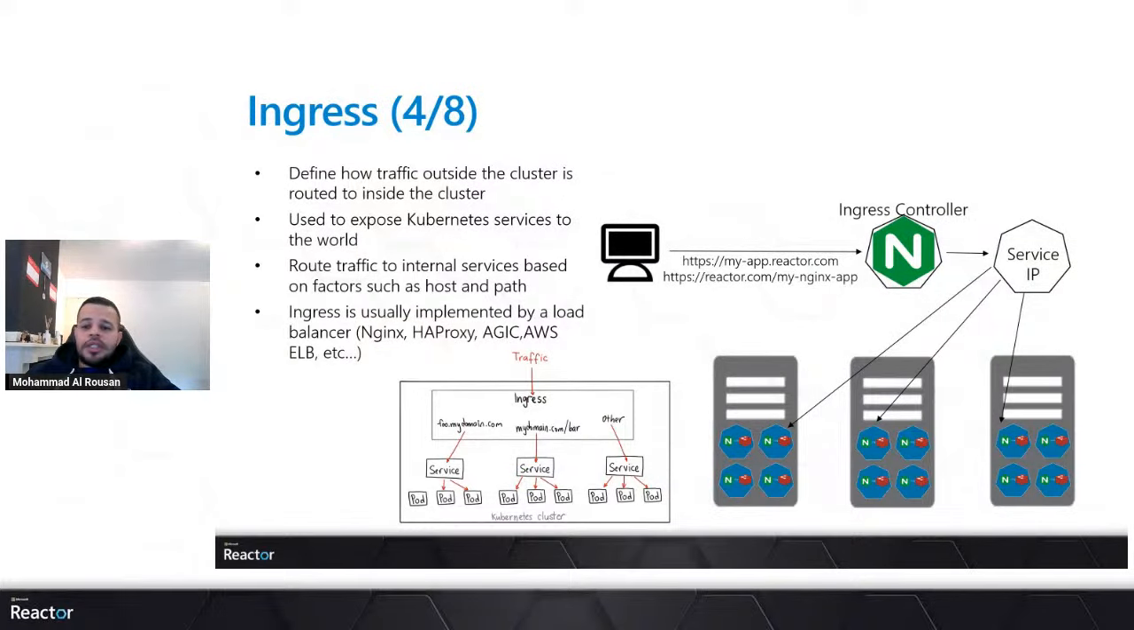So another service is Ingress, which is used to expose Kubernetes services to the world. As we can see, the traffic in Ingress will come from the internet, my Reactor, my app, reactor.com. It will go to the Ingress controller, from the Ingress controller to the service, and from the service to your pods or deployment.